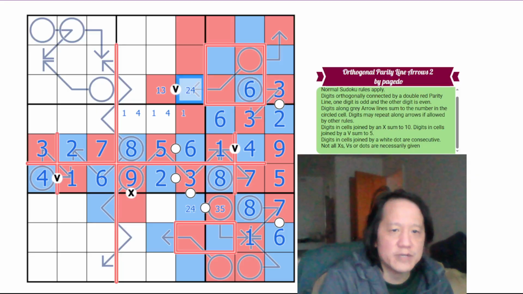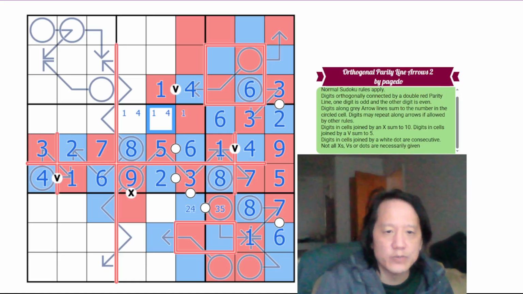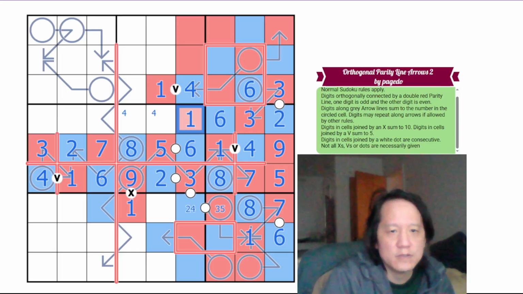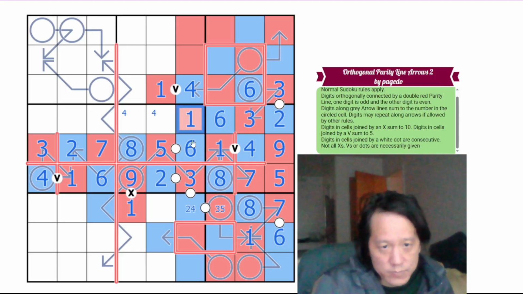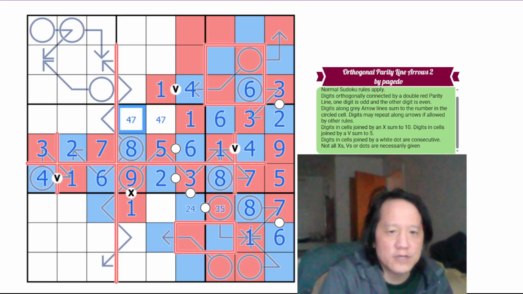This 3 eliminates 3 here, so this is 1 and 4. 1 can no longer be here. This is 9 and 1 to add up to 10. So 1 can't be here either, so this is 1.